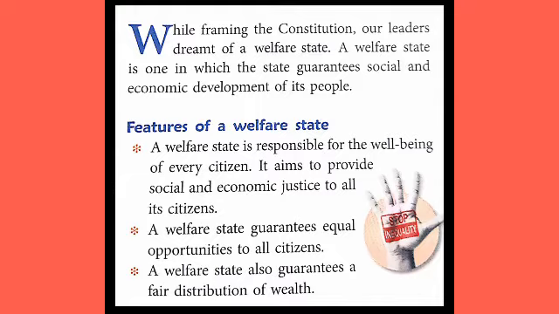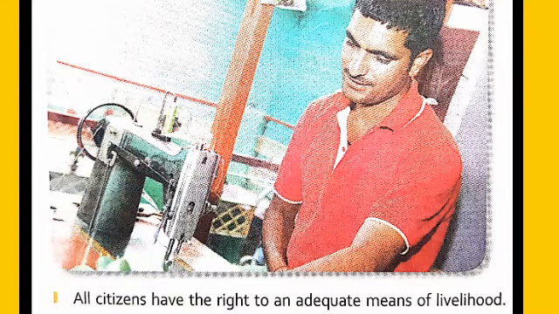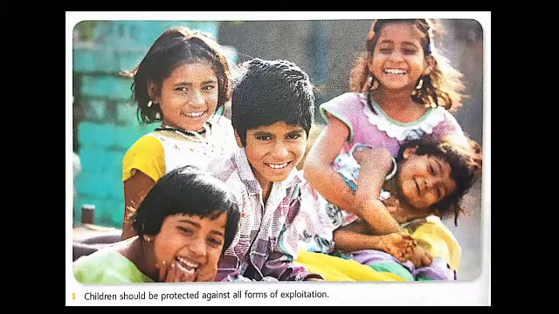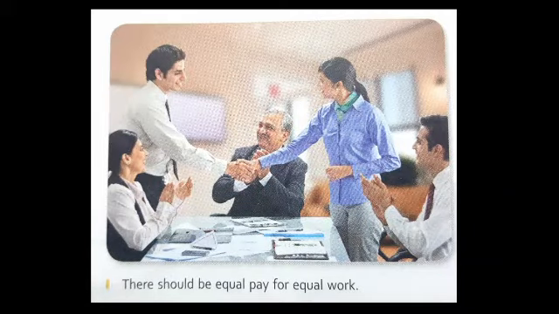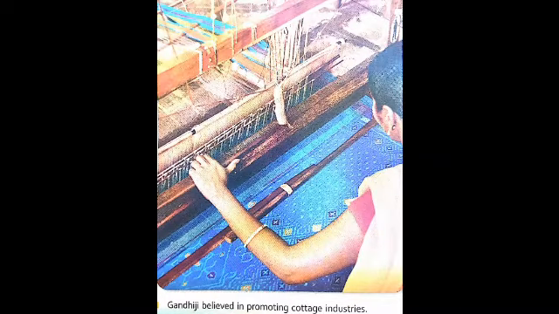Before we start our lesson, let's see some features of a welfare state. All citizens have the right to an adequate means of livelihood. Children should be protected against all forms of exploitation. There should be equal pay for equal work. Gandhiji also believed in promoting cottage industries.